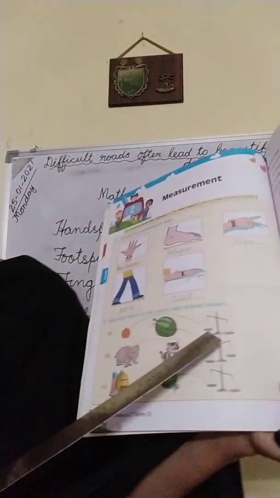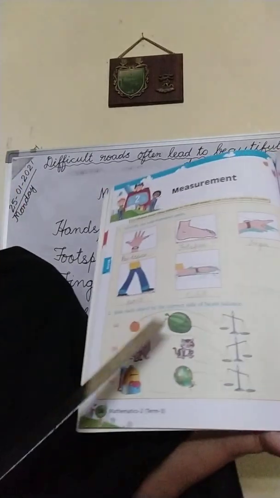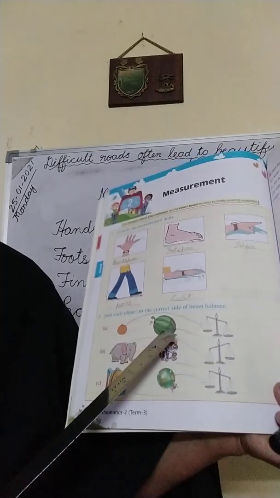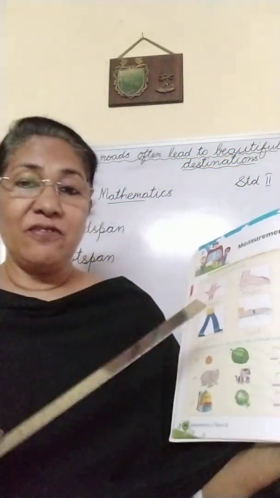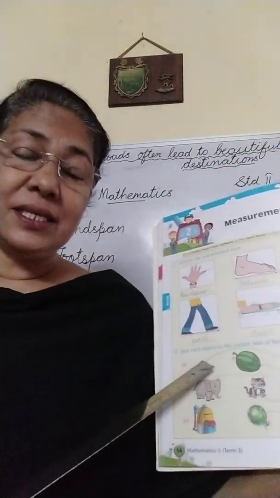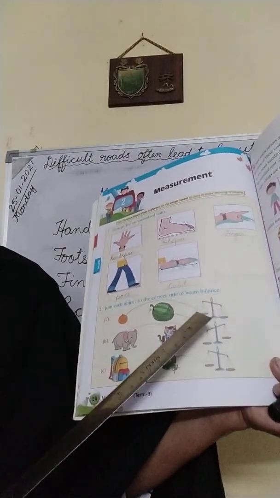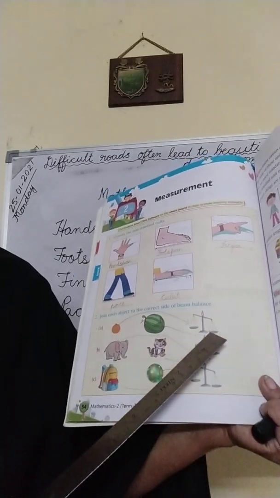So this is the beam balance which is given over here, and two articles are given here. One is an orange and the other one is a watermelon. Which is heavier? Yes, watermelon is heavier and the orange is light. See the portion which is high, the weight is less here, the weight is more here.